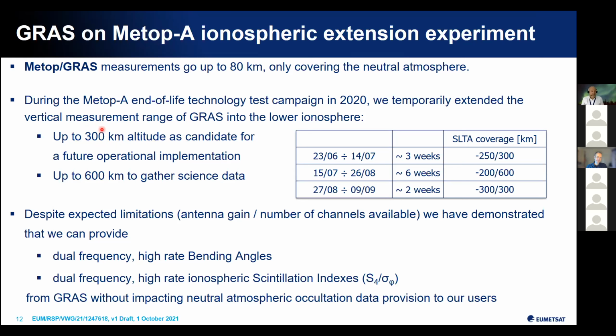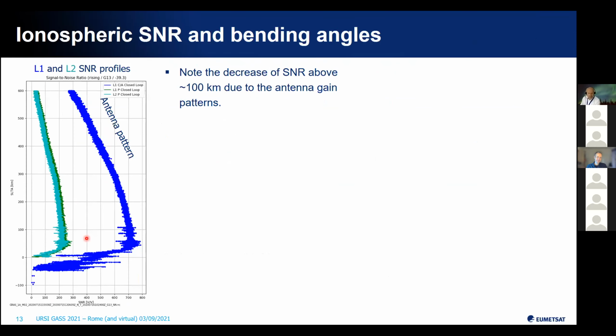Thanks to this, EUMETSAT decided to extend these capabilities of GRAS also to the GRAS instruments on board METOP-B and METOP-C, and probably this will be made operational early next year. Anyway, this is an example of ionospheric occultation.